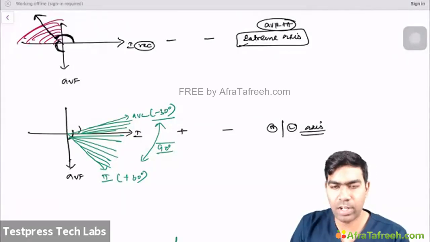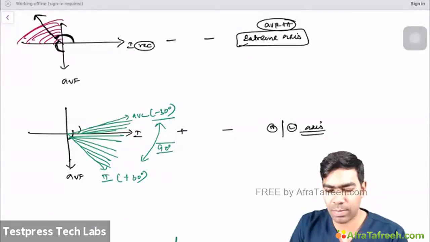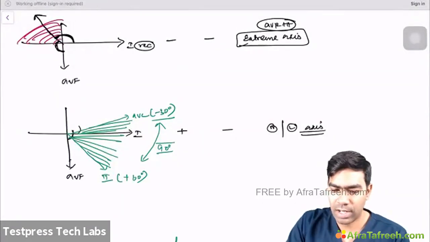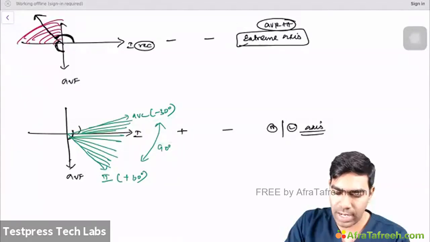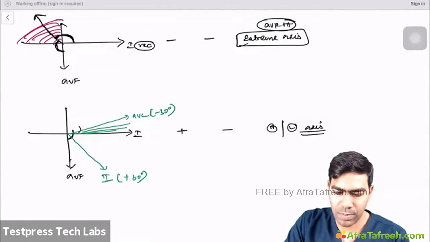And that 0 degree to plus 60 is another 60. So 30 plus 60 will become a total difference of 90 degrees between lead AVL and lead 2. So that's what I'm going to use. So how will this principle be useful? Really, it is very useful.